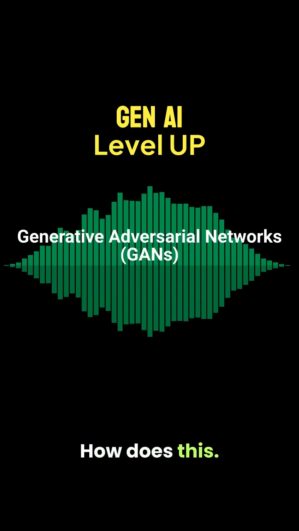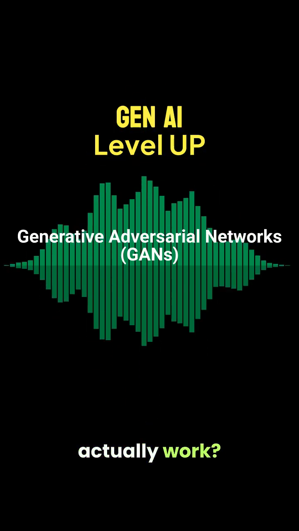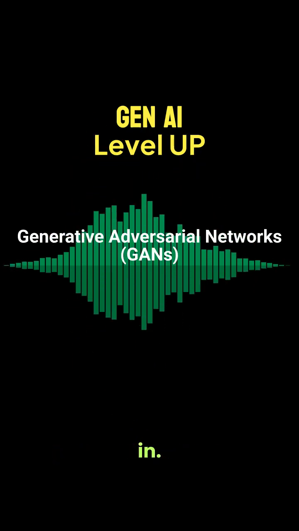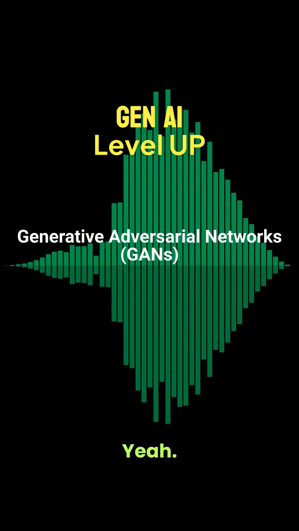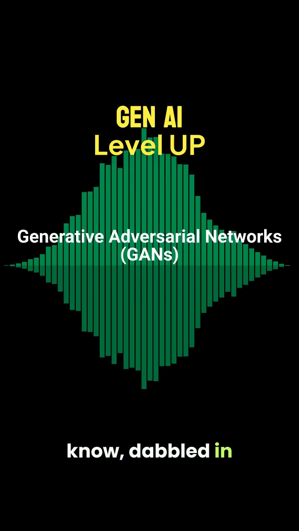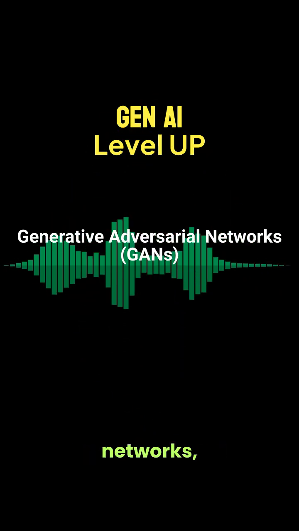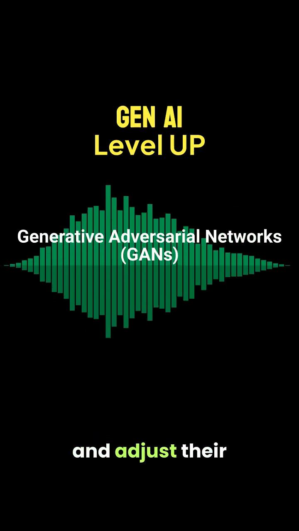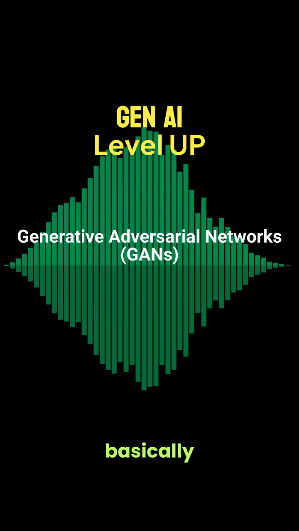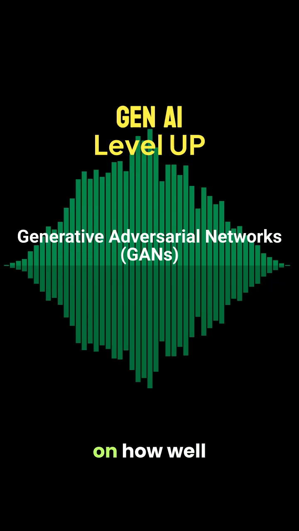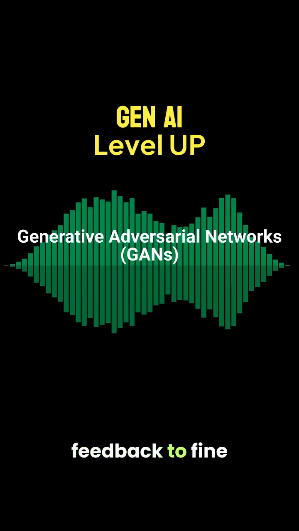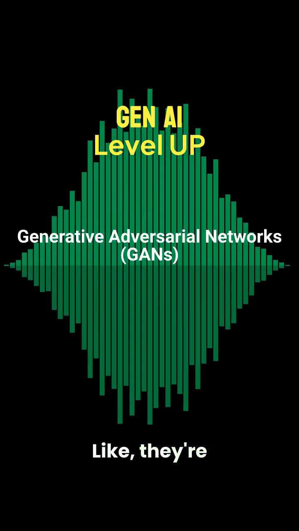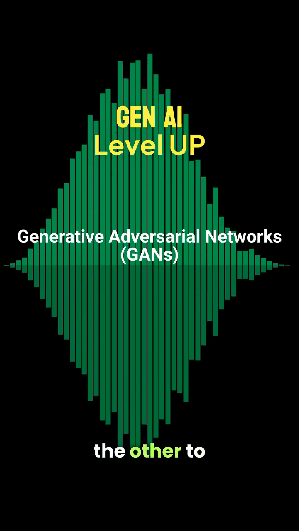So how does this minimax game actually work? Like, how do they learn from each other? That's where backpropagation comes in. You might be familiar with this if you've dabbled in neural networks. Both G and D are typically neural networks, and backpropagation allows them to learn from their mistakes and adjust their parameters to get better. So they're basically getting feedback on how well they're doing, and they're using that feedback to fine-tune their strategy. Precisely. So they're locked in this dance. Yeah. Each one's pushing the other to be better.